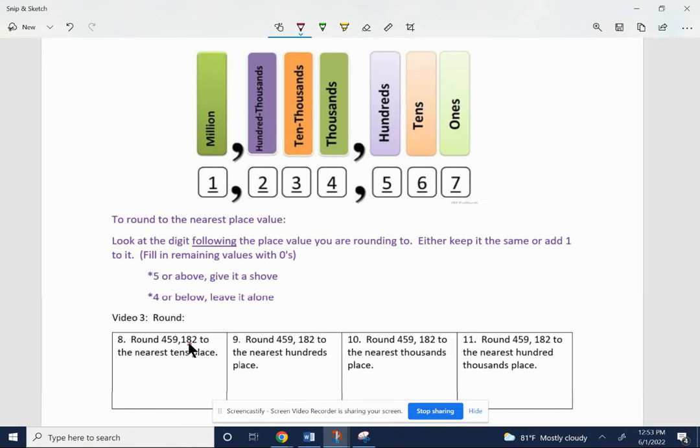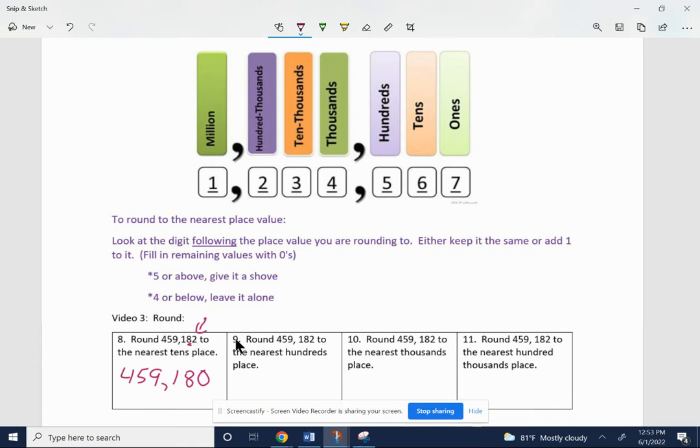But if I want to figure out if this 8 stays an 8 or becomes a 9, I need to look at the number following that, which is the 2. That 2 is 4 or below, so I'm going to leave that 8 alone. So my final answer, my rounded answer, would be 459,180. Now if that 2 was a 5, a 6, a 7, an 8, or a 9, it would be 459,190 because I'd move it up. I'd give it a shove.